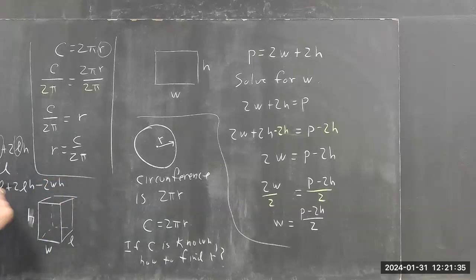Okay, well, I've got 2WH here and minus 2WH here. So the 2WH is going to go away on this side. We got A minus 2WH equals 2WL plus 2LH.